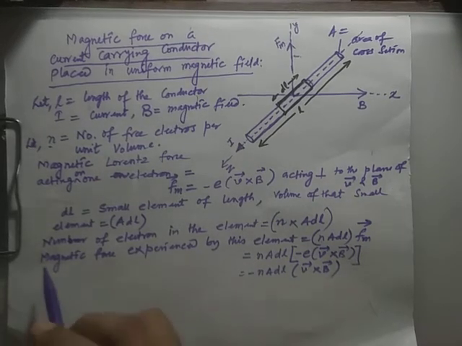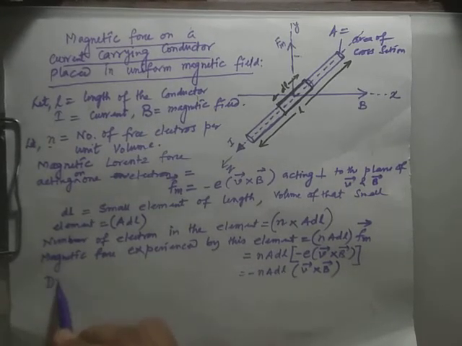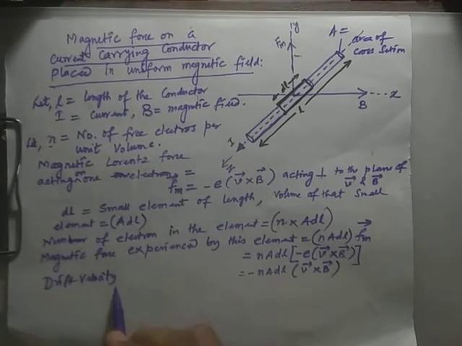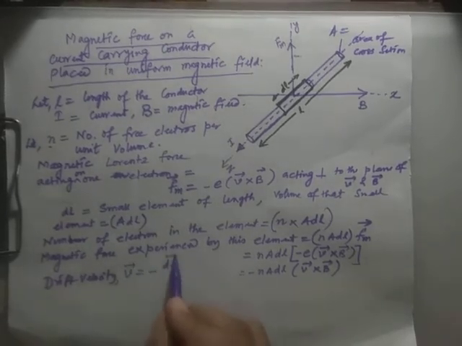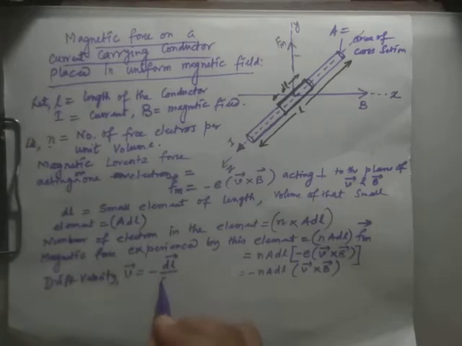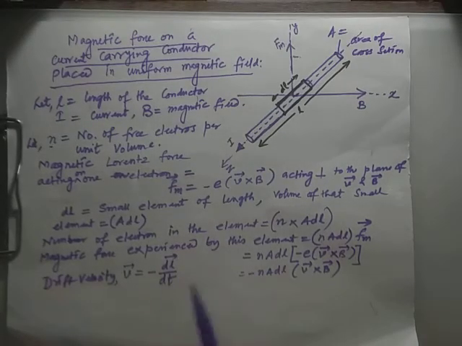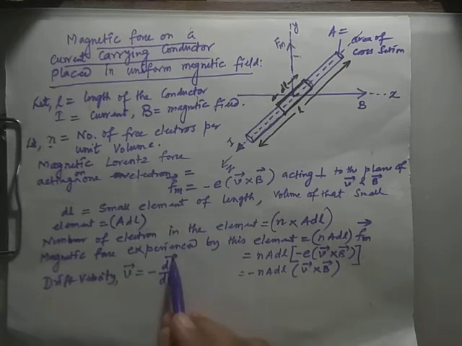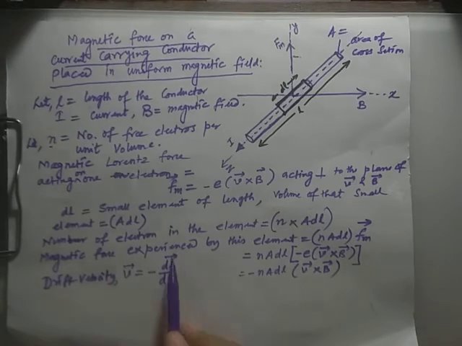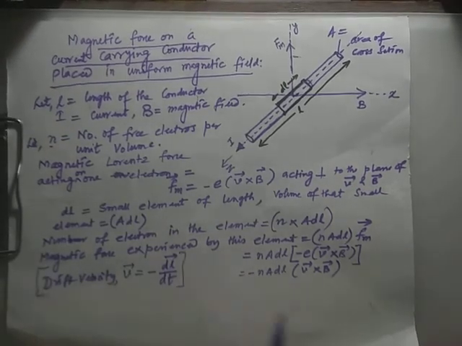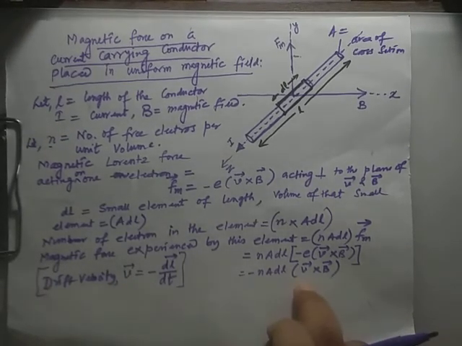Now drift velocity. Drift velocity v vector is equal to minus dl by dt. So already you know that the electrons are moving in the opposite direction, that is why v is equal to minus dl by dt. Now we'll put the value of v in this equation. I can put a bracket here, and then we'll find out what the things are.